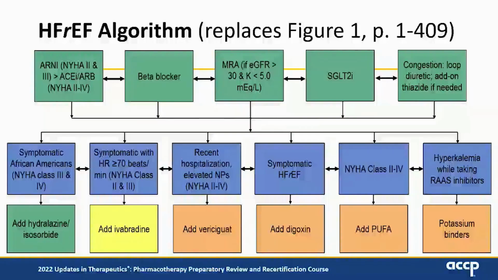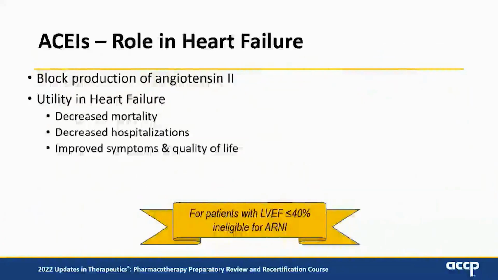So now what we're going to do is break down those first 5 drug classes in a little more detail. Starting with our ACE inhibitors, I'm sure you're all very familiar with these. They block the production of angiotensin II, and so they help with patient symptoms, they help prevent cardiac remodeling, and they're also known to have a mortality benefit.